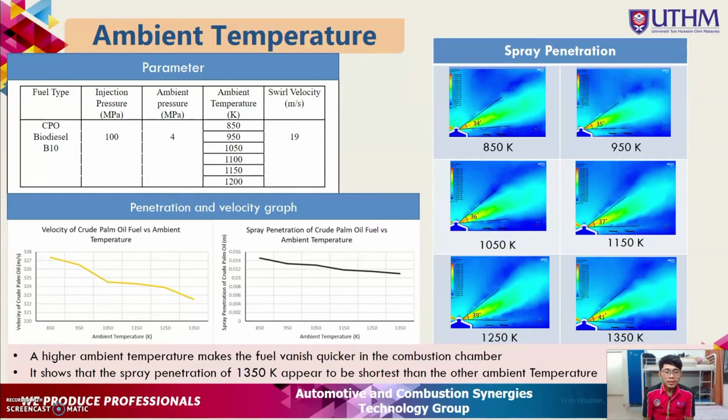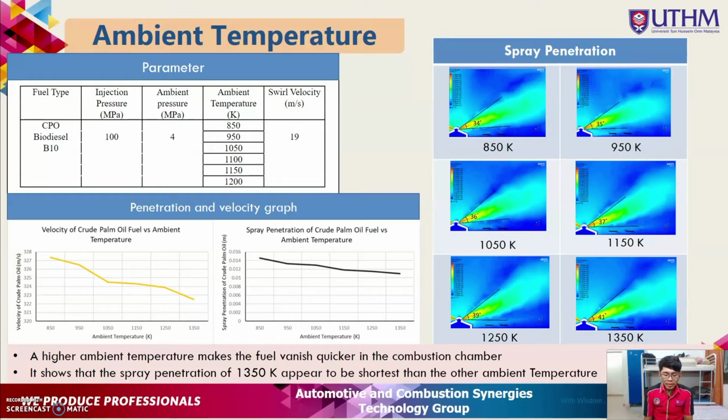Then the second graph shows us the spray penetration graph against ambient temperature. The graph shows that a higher ambient temperature makes the fuel vanish quicker in the combustion chamber. So the greater the ambient temperature, the more the spray penetration also decreases. It shows that the spray penetration at 1300 K appears to be shorter than at the other ambient temperatures.